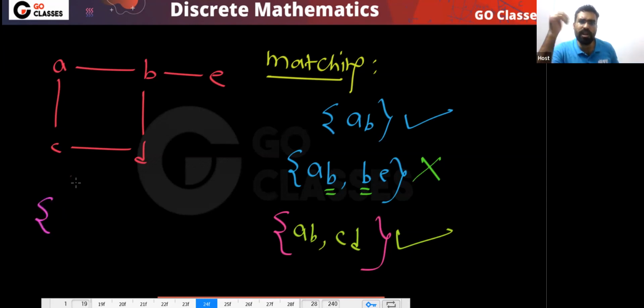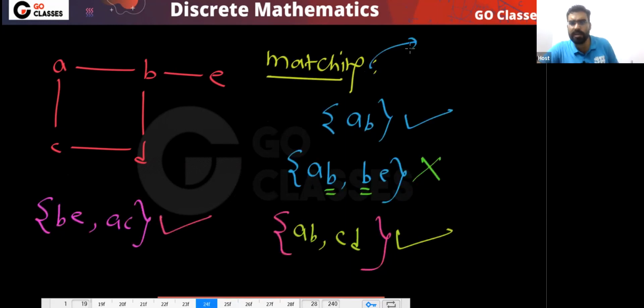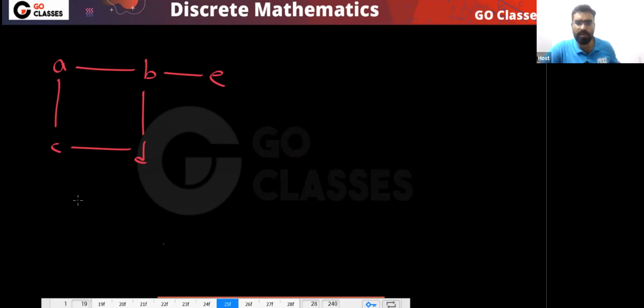What is the largest matching you can create? I think the largest matching will have size 2. For example, I can take BE, AC. This is what I can take. So this is also a matching. What is the concept of matching? Matching means non-adjacent edges. Very simple. Non-adjacent edges. This is the concept of matching.